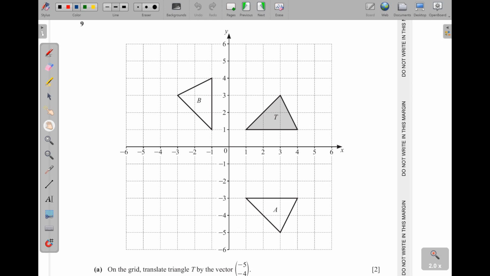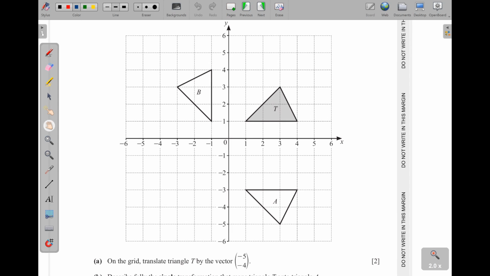Part A, on the grid, translate the triangle T by vector negative 5, 4. Now, when you look at these grids, X increases this side, it is positive. Then this side, it is negative. Y increases this side, it is positive. And this way, it is negative. So meaning, in the vector, here we have X and Y. So when it is positive, then we are moving to the right. When it is negative, we are moving to the left. When Y is positive, we are moving up. When Y is negative, then we are moving down.